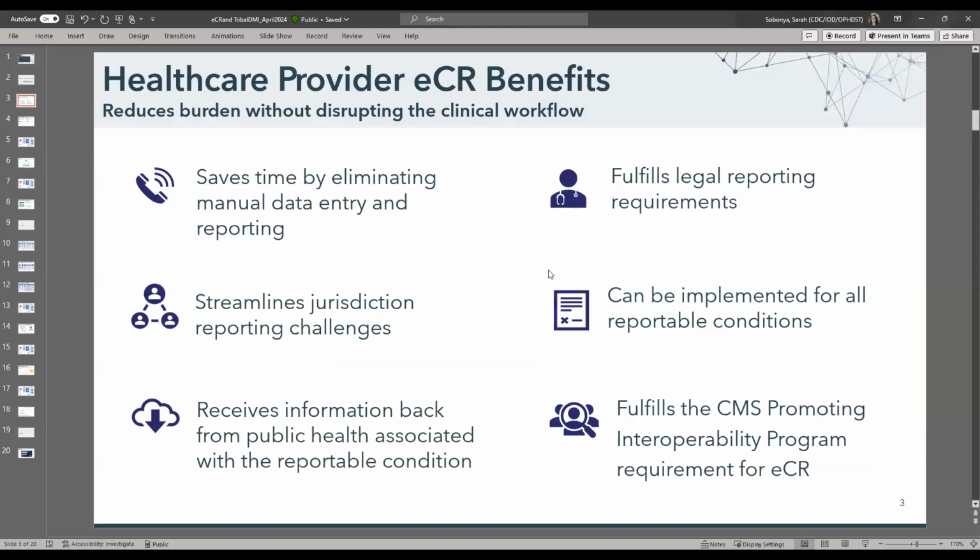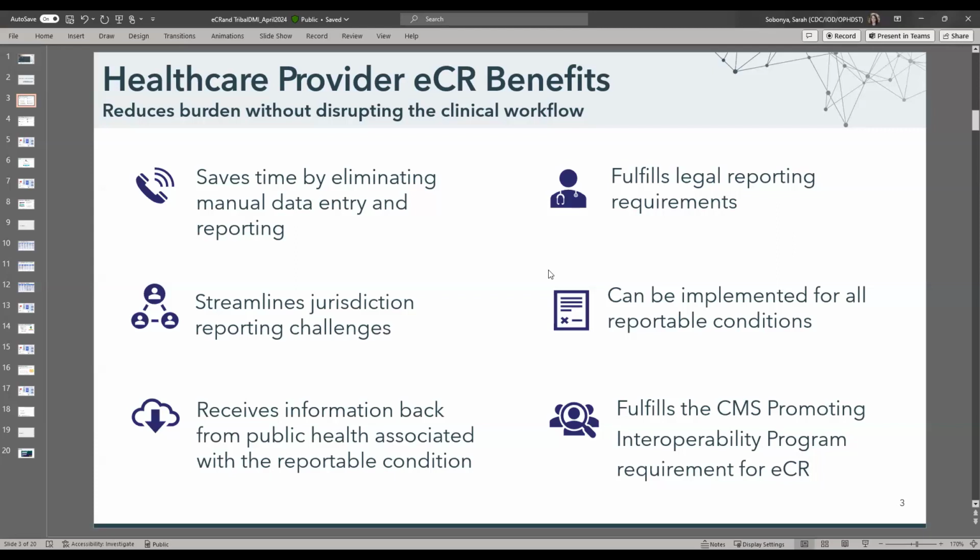So the benefit for healthcare providers, right, is they're already doing this required reporting. They're reporting to public health departments for reportable conditions. I think we're all familiar with COVID as a reportable condition, but there are lots of others. There are over 200 that are available right now. And so instead of having to send a phone call or a fax to the public health department, electronic case reporting can take care of that.